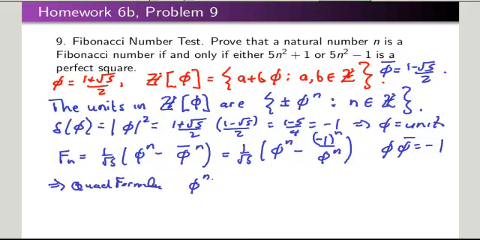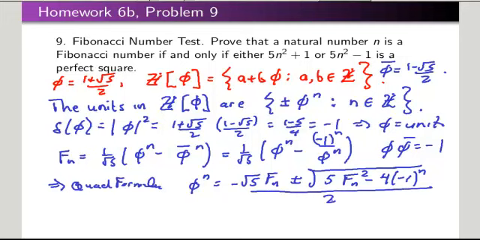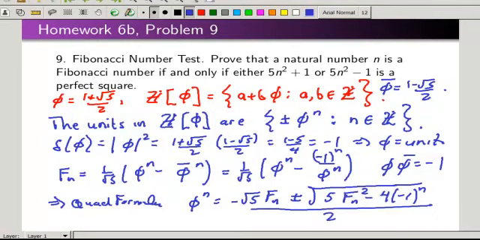And you get that phi to the n power is negative root 5 fn plus or minus the square root of 5 fn squared minus 4 times -1 to the n, all over 2. And now you're seeing that test right here, 5n squared plus 4, or 5n squared minus 4. I've got a 4 here. We want that 4. Let me see. That was a typo again. Okay. Hopefully, whatever version you're looking at, I can put in those corrections. So now you're seeing the connection here between this answer and this thing underneath here.